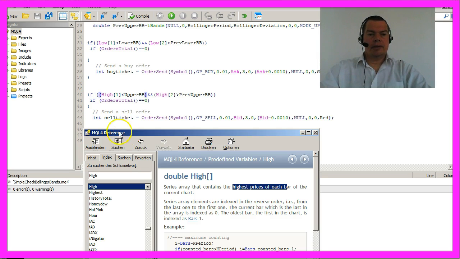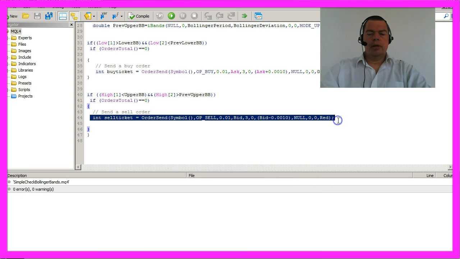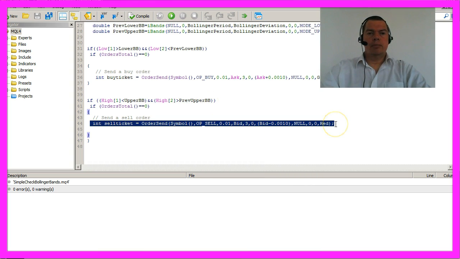In the other case, if the highest price of the last candle is below the upper Bollinger Band, and if the highest price of the candle before was above the previous upper Bollinger Band, we are going to sell. Very simple, but you will love the results.